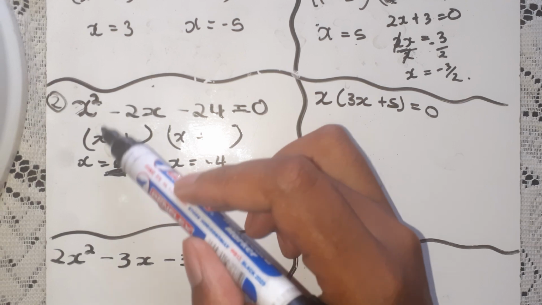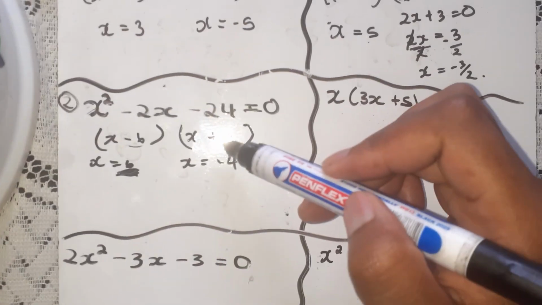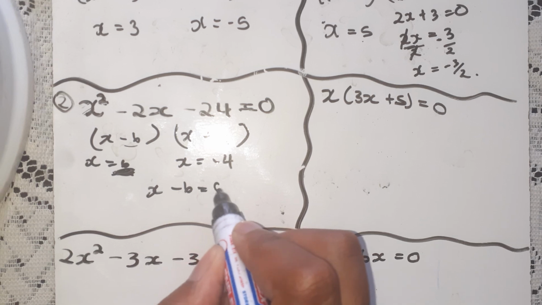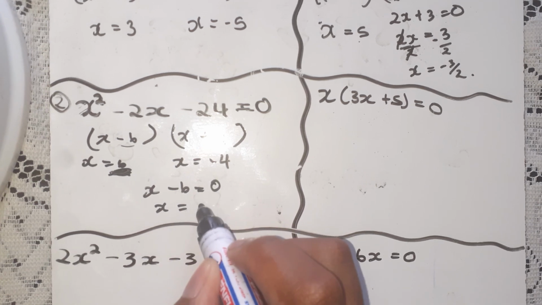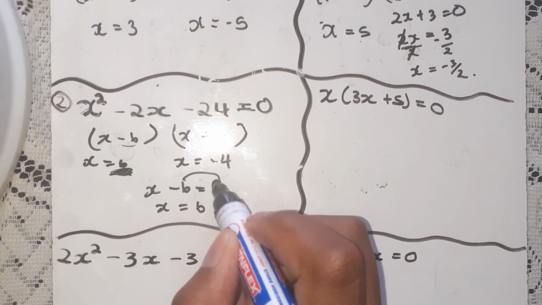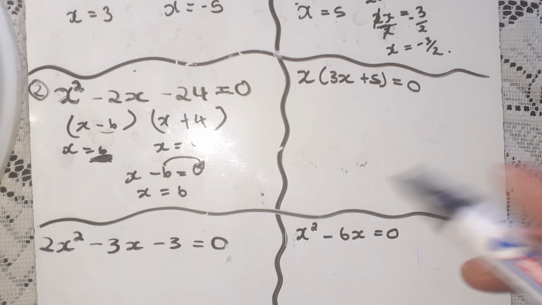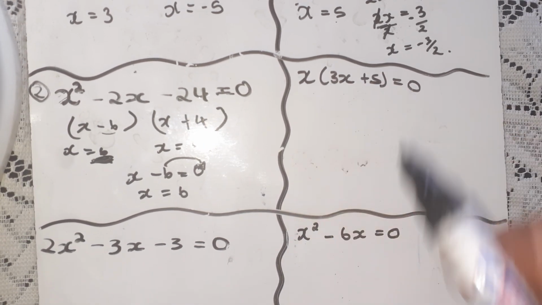It's positive here, so in the brackets it's negative. And then how did we get that? x minus 6 equals 0, guys. Then x equals 6. We take this 6 to the other side. It was negative, it becomes positive. And now we are here. We have to solve for x.